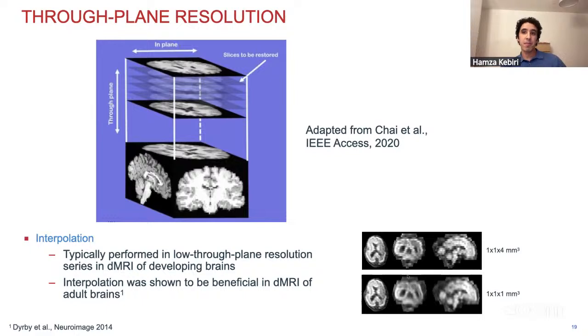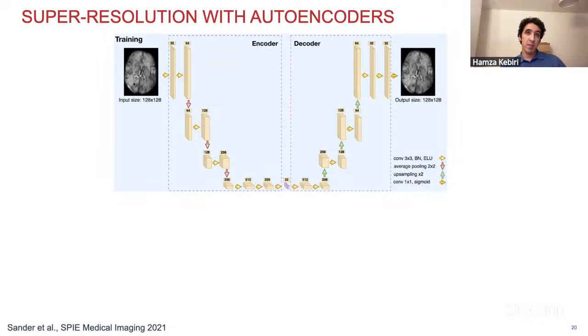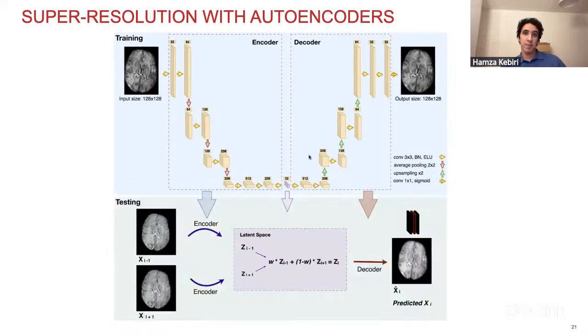What we tried to do here is use deep learning to improve this through-plane resolution. Instead of doing the interpolation in plane, we use an autoencoder. The input is the same as the output, and we try to learn this latent representation here, and we actually use this latent representation in the testing phase. This work was inspired by cardiac MRI, which has the same problem, where thick slices can even go to 7 or 10 millimeters.